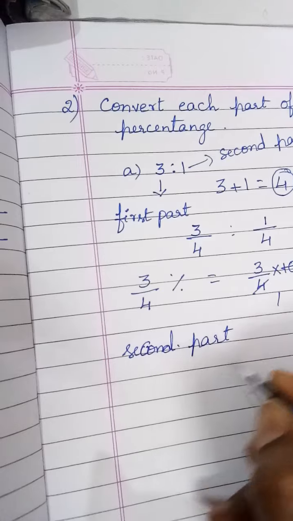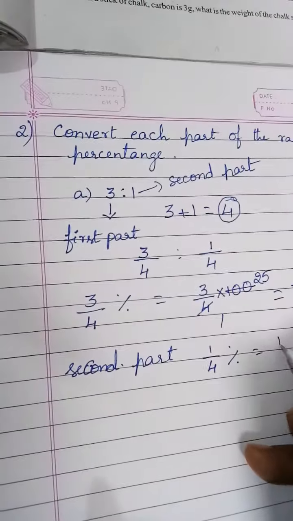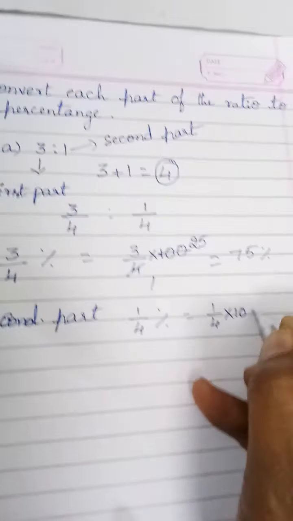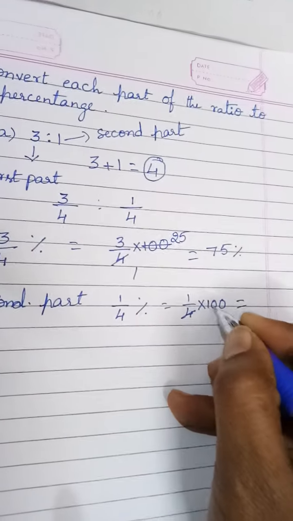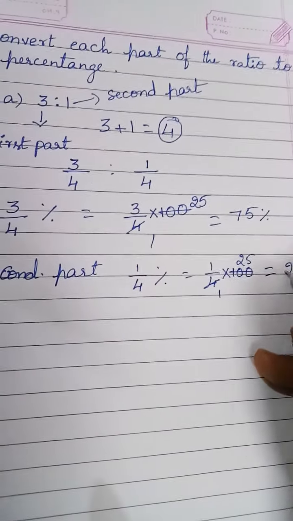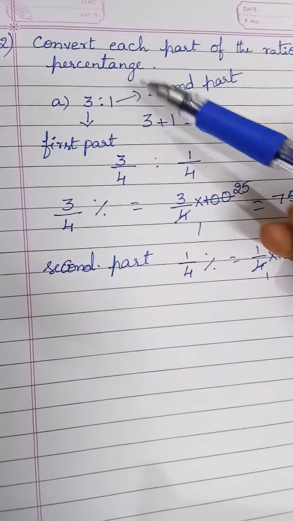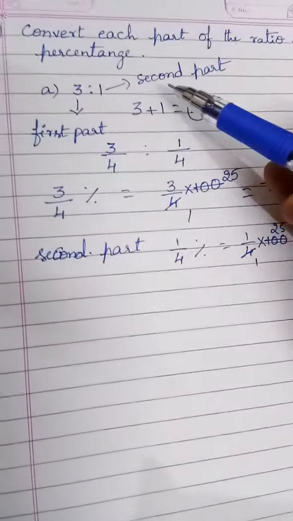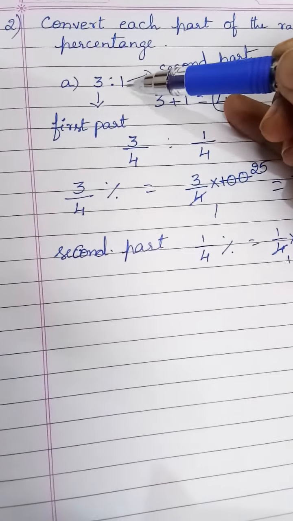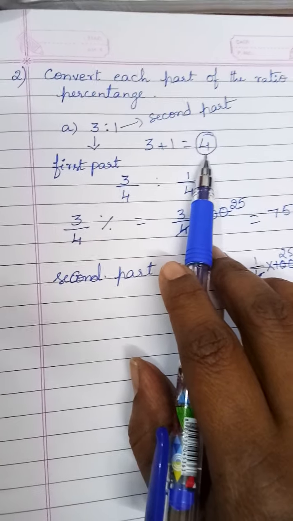Second part, that is 1/4 percent. That is 1/4 into 100. 4 1s are 4, 4 25s are 100, and the answer is 25%. Two parts we have here. Convert each part of the ratio to percentage. First part is 3 and the second part is 1. First find the total of these two parts, that is 4.